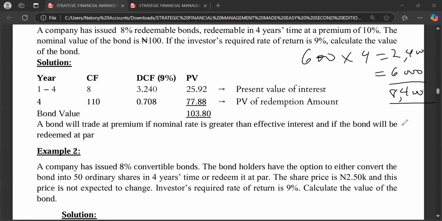So it means that the value of your investment is what? 8,400. And the investment we are talking about here is what? The bond. But now, because of the time value of money, we are not going to just say it's 8,400. You look for the present value of this interest and the present value of this principal repayment. So that is just the value of a bond. That's how to calculate the value of a bond.